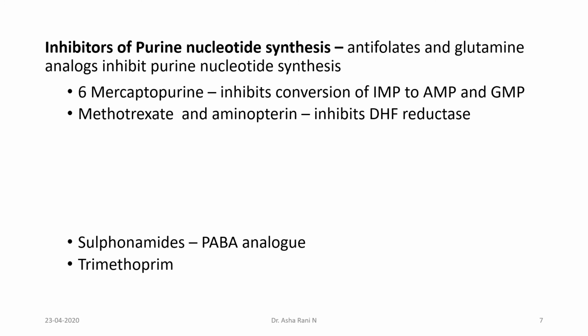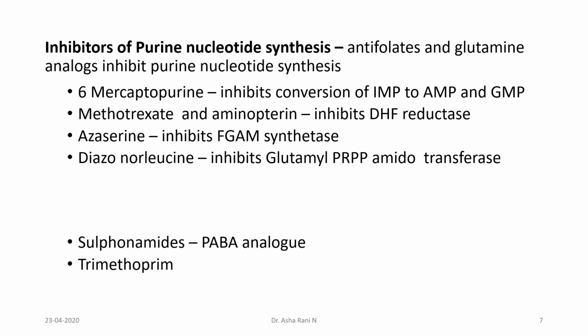Next is methotrexate and aminopterin. So they are antifolate drugs, commonly used as anti-cancer drugs. They competitively inhibit dihydrofolate reductase. So dihydrofolate reductase is an enzyme required for the conversion of dihydrofolate to tetrahydrofolate, which is an active form of vitamin folic acid.